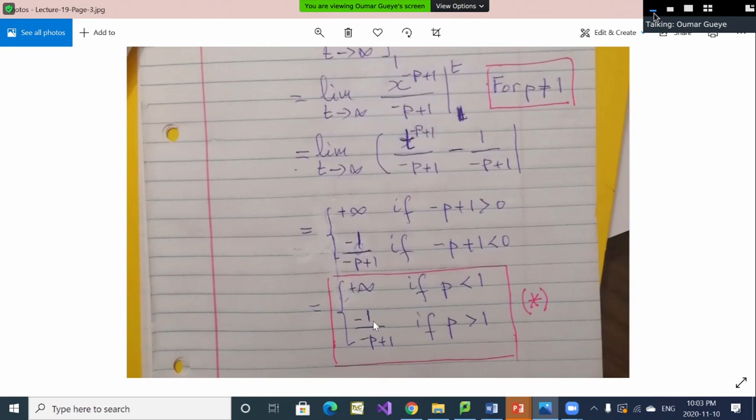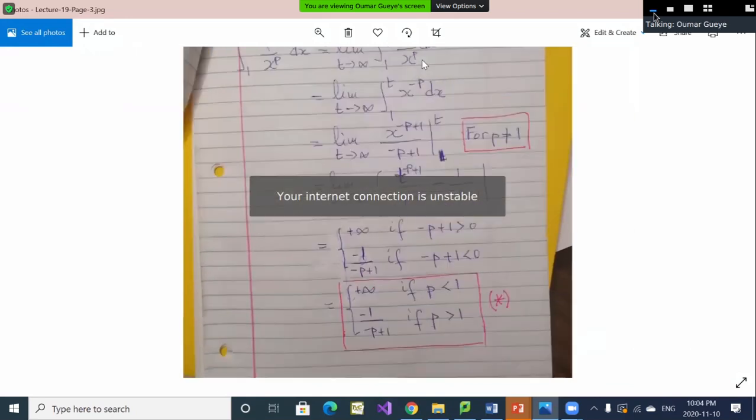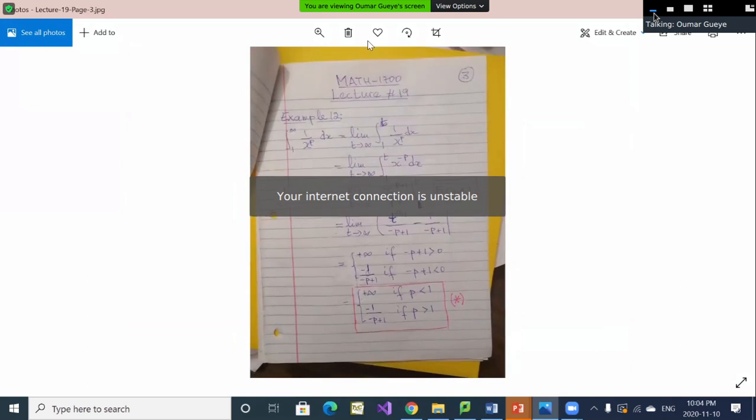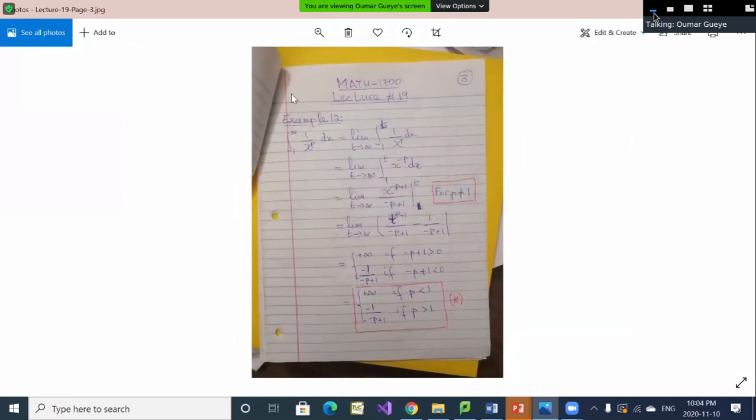Greater than 1 and less than 1, because I told you here p is not equal to 1. Now we're going to see next what's going to happen when p equals 1. Is it going to be divergent or convergent? Is it okay? Before we see, we check the last case.